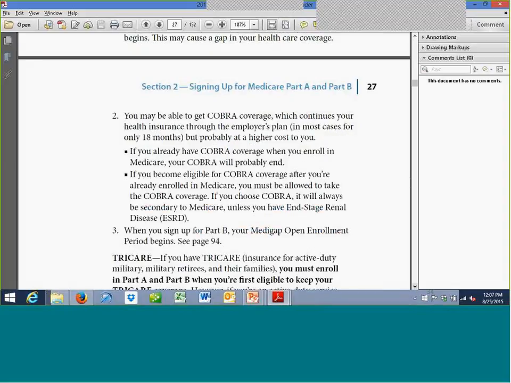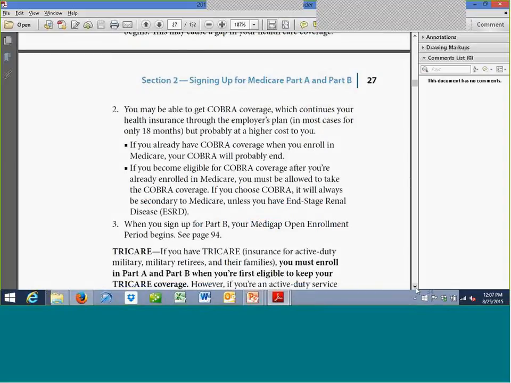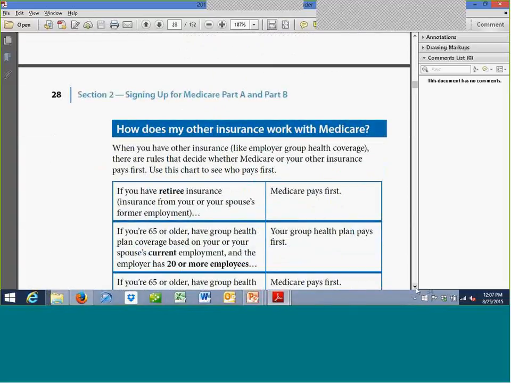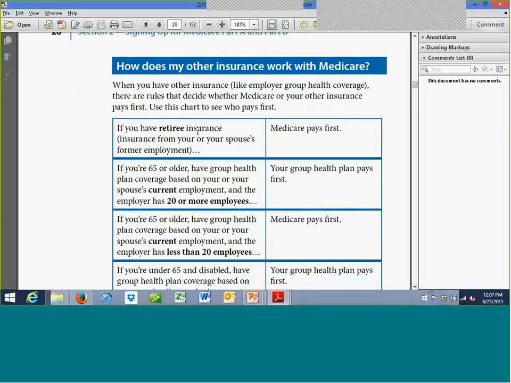Okay? So we're talking about some other things here: COBRA, retiree. And page 28, how does other insurance work with Medicare? If you have retiree insurance, insurance from your or your spouse's former employment, that pays second. If you don't have Part B and you have retiree or COBRA coverage, you've got a world of problems without Part B. Okay.